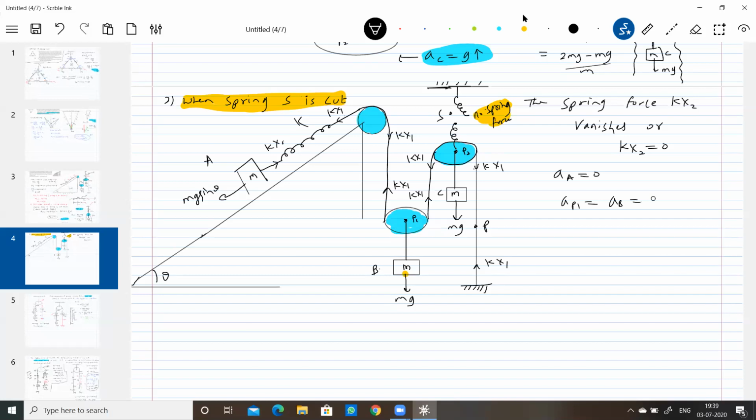I'm making things clear like this. Let's come to block C. Earlier what happened, the Kx2 was acting, Kx2 was balancing Kx1 and mg, no? Now that balancing force Kx2 is not there.